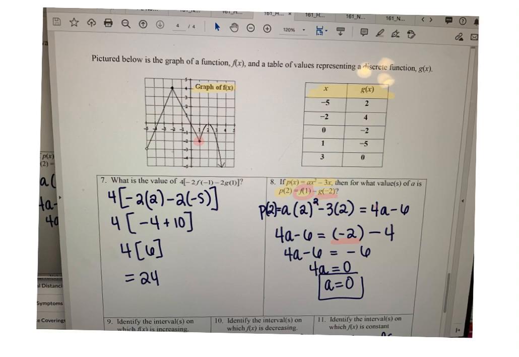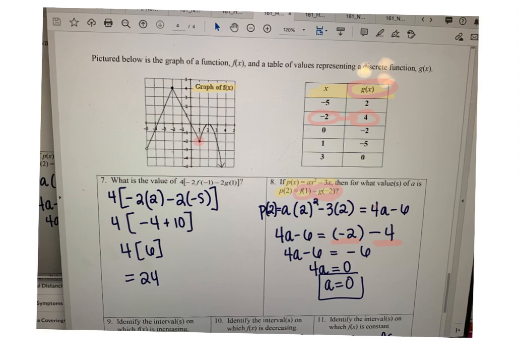Then to find g of negative 2, I'm going to the table. When x is negative 2, we see here that the value for the function is going to map to 4. So that means I need to replace g of negative 2 with my 4. And since it was subtraction, we're doing f of 1 minus g of negative 2. We're looking at negative 2 minus 4.